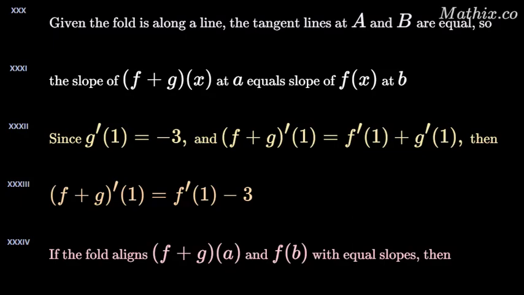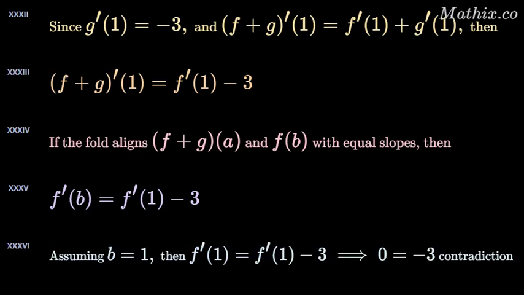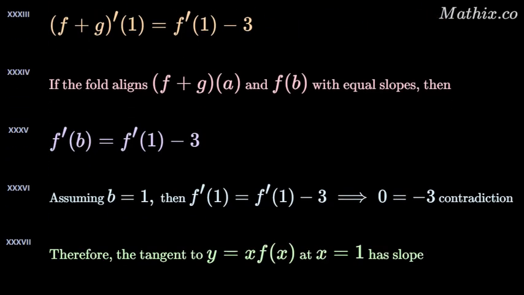Since g prime of 1 equals -3, and f plus g prime at 1 equals f prime of 1 plus g prime of 1, then f plus g prime at 1 equals f prime of 1 minus 3. If the fold aligns f plus g at A and f at B with equal slopes, then f prime of B equals f prime of 1 minus 3. Assuming B equals 1, then f prime of 1 equals f prime of 1 minus 3, which is impossible.